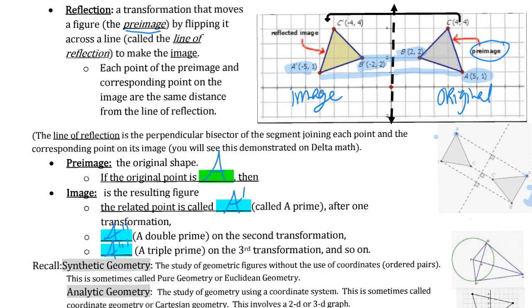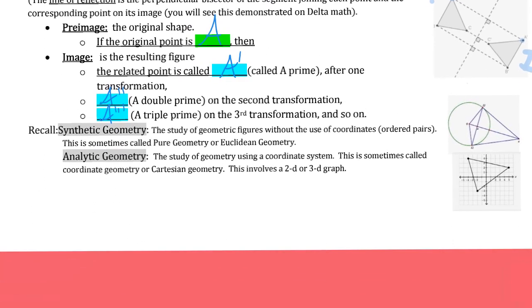I also want you to remember that we spoke about synthetic geometry where there's not a grid and you just do math and shapes without a grid. We also are going to have analytic, where you place the geometry shape on a grid so you can more carefully find the measurements between points. And so we're going to do both of these with the transformations we're doing right now.